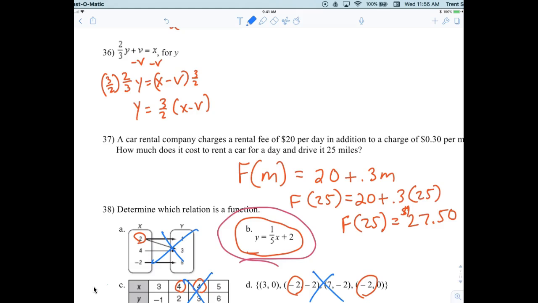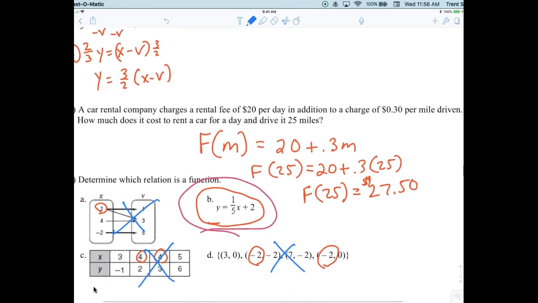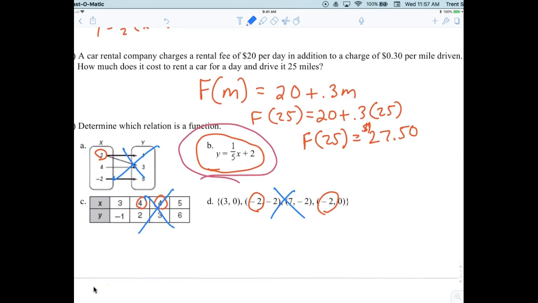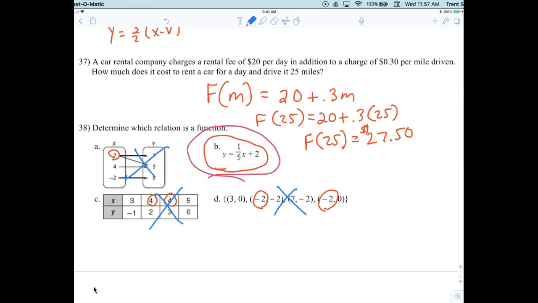All right, 37 now. You don't have to set it up this way. I just did it to show you functional notation. I don't think the question was that hard. $20 a day, 30 cents per mile. If you drive 25 miles, multiply that by 30 cents, and then you add what you cost for the car every day. Everybody good on that? Does anybody have any questions with why it's $27.50?